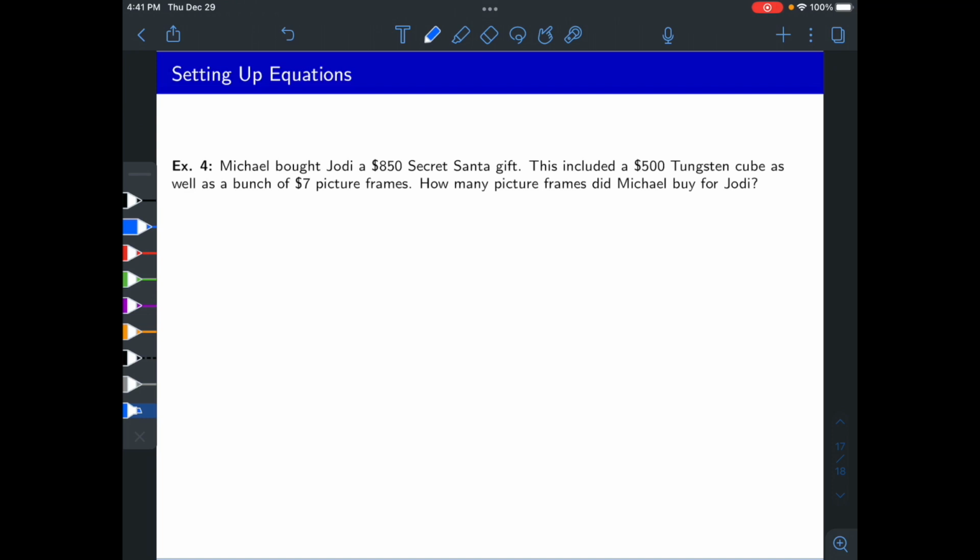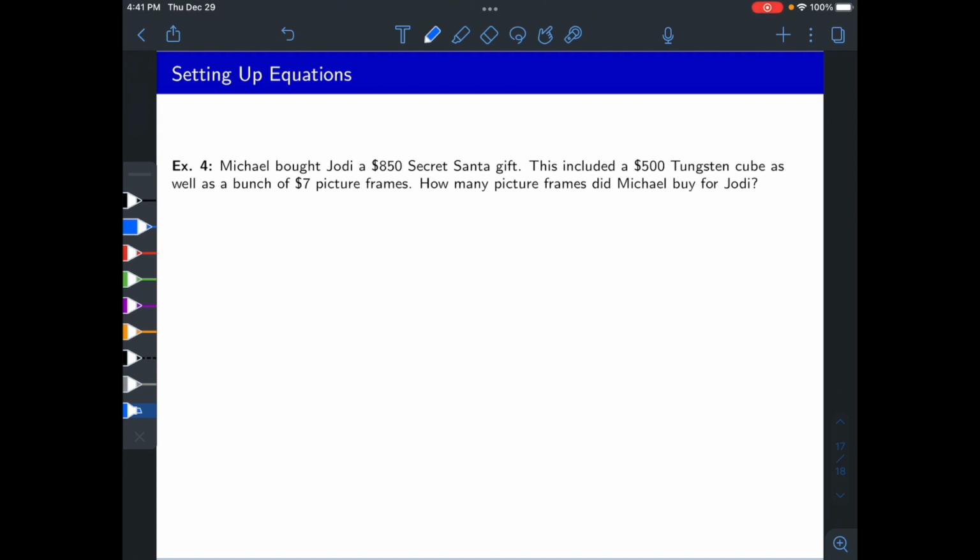In this one, we'll actually have to set up an equation. So let's say that Michael bought Jody an $850 Secret Santa gift. This included a $500 tungsten cube as well as a bunch of $7 picture frames. How many picture frames did Michael buy for Jody?